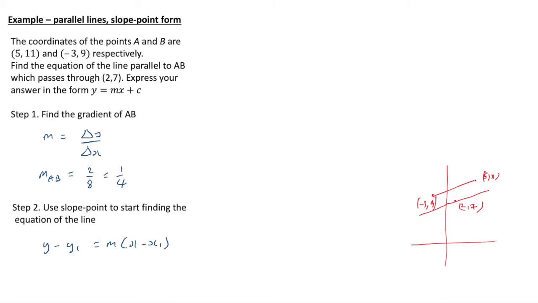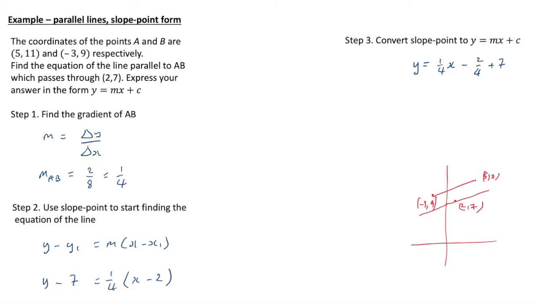That's our general slope point, y minus y1 equals m times x minus x1, and we pop our numbers in, and we have y minus 7, which is the y coordinate of the point, is 1/4, the gradient, times x minus 2, which was the x coordinate of the point. So we've now got our line, but the question asks us to express it in the form y equals mx plus c. So step 3 is to convert slope point into y equals mx plus c.